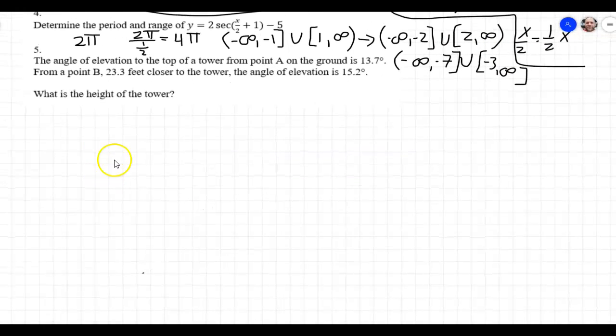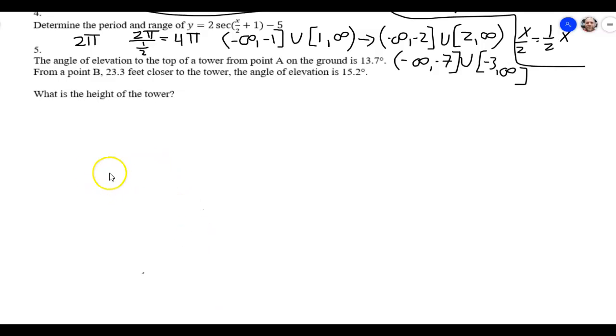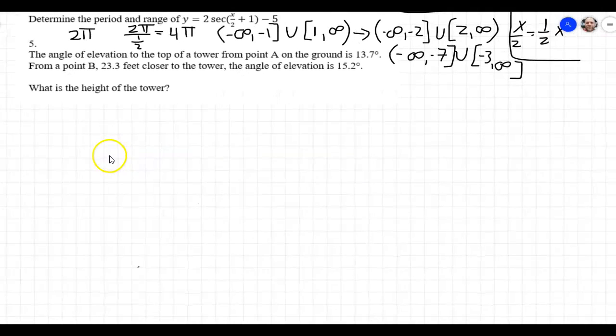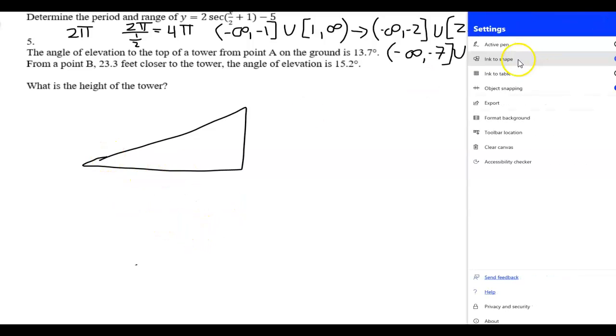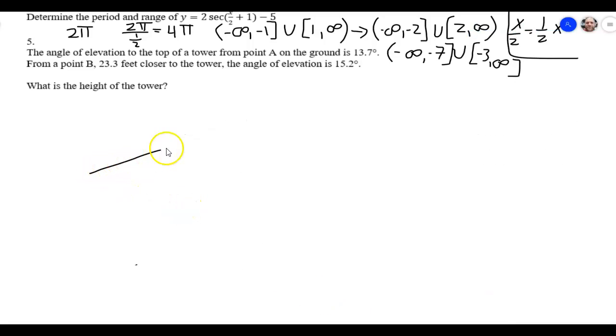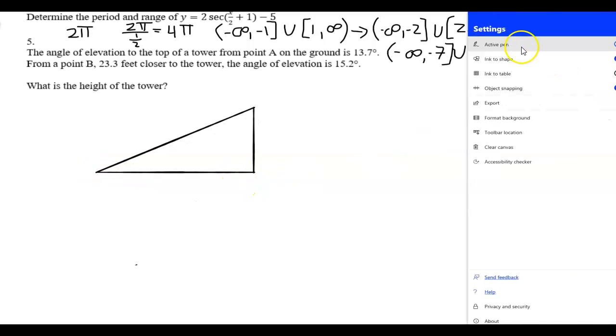So we have, okay, and we're going to keep messing with that. Oh, it didn't go to shape here. Ink to shape. All right, let's try that again. There we go. All right.